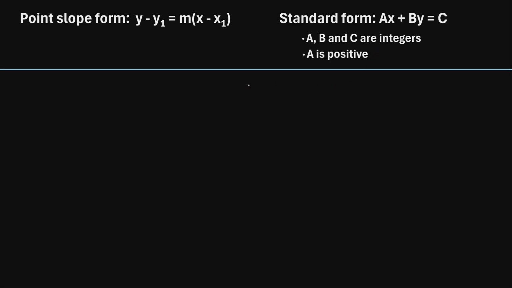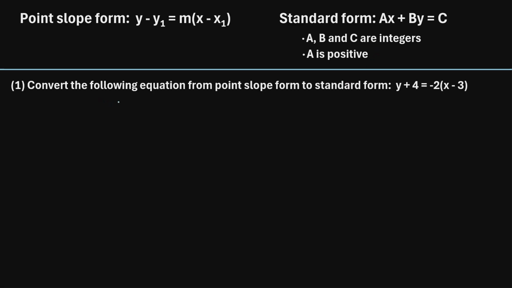So let's take a look at a couple examples. This first example says convert the following equation from point slope form to standard form: y plus 4 is equal to negative 2 times x minus 3. So let's go ahead and rewrite it right here. The first step that we need to take to convert this to standard form is distribute this negative 2 into the parentheses right here. So here's what that looks like.